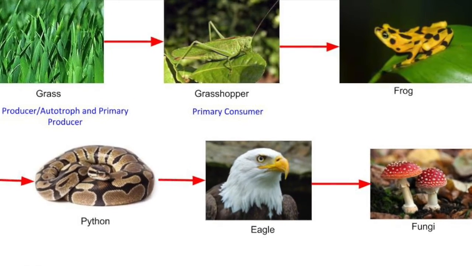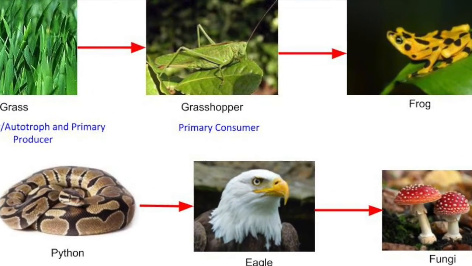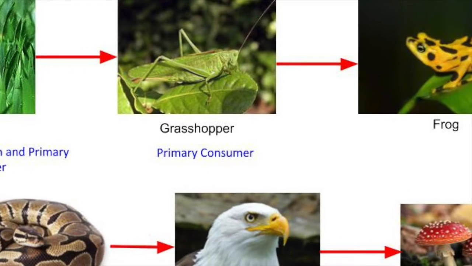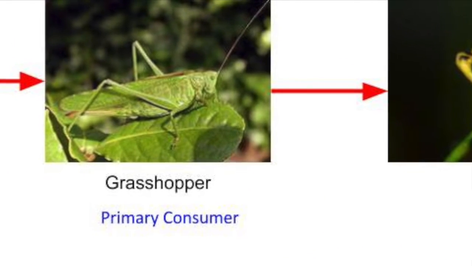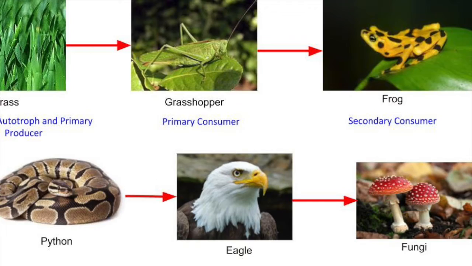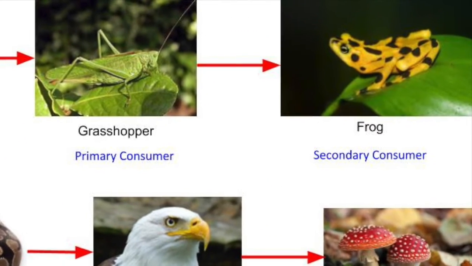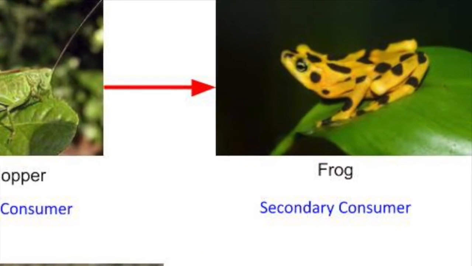Now we can identify the primary consumer. The primary consumer will be the second step in the food chain and eats the producer, which means that it is the primary consumer. This would be the grasshopper in our food chain. Now let's identify the secondary consumer. This will be the third step in the food chain and the organism that eats the primary consumer. This means that it is the frog in our food chain.